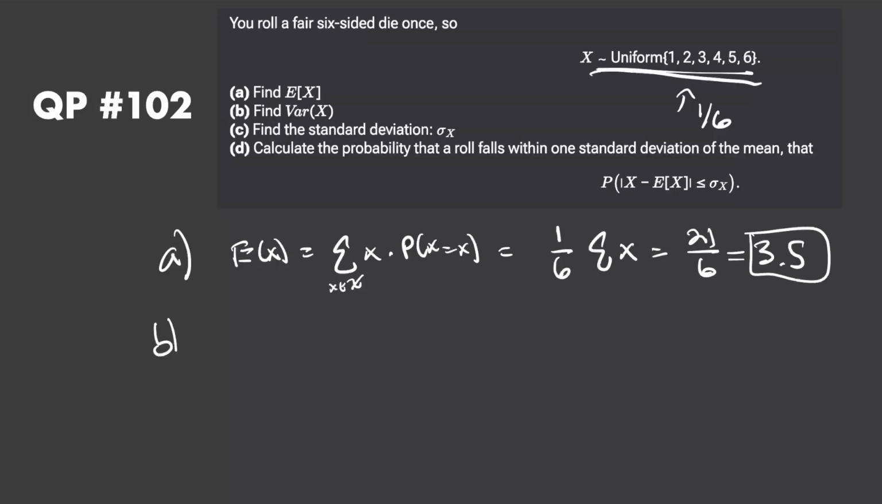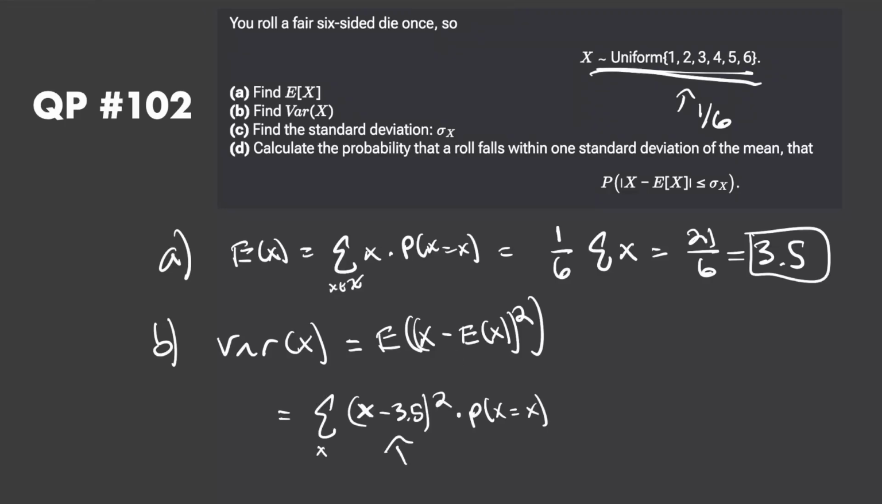Now let's do the variance down here in part B. So we know variance is equal to the expected value of the square difference between x and the mean. So when we take that expected value, we get something like this. We know that the probability that x equals x, again, is 1/6 for all x. So we can pull that out front. Now let's calculate all of these values.